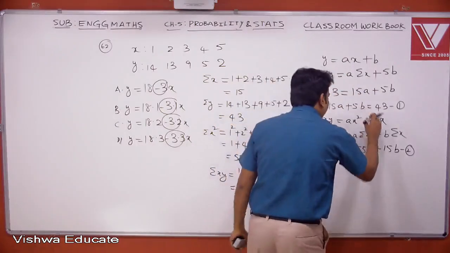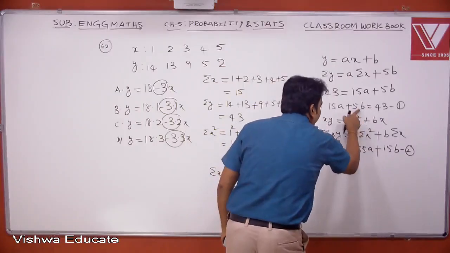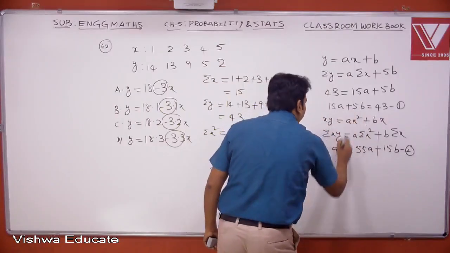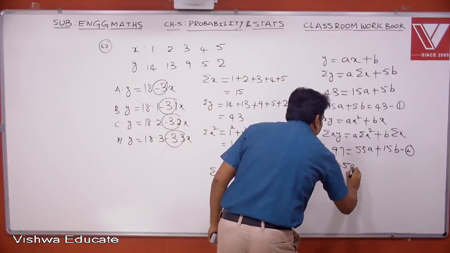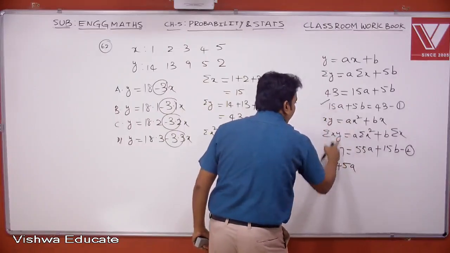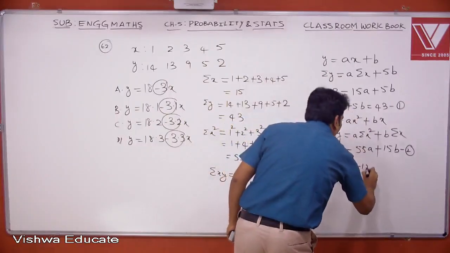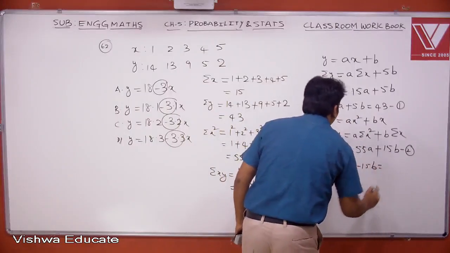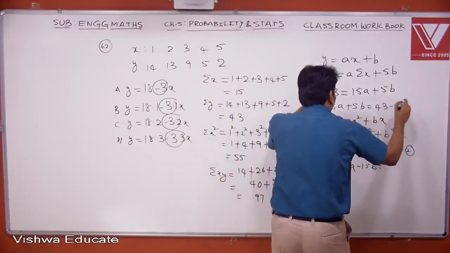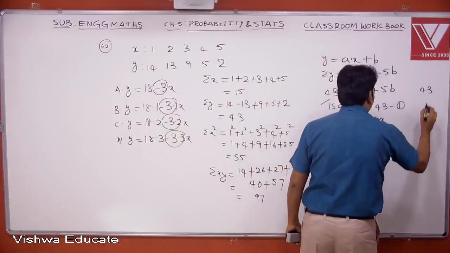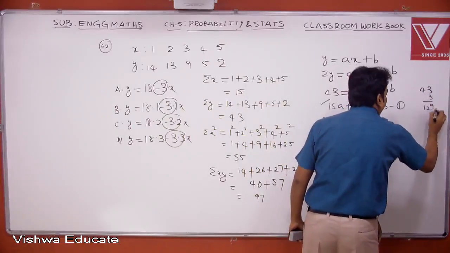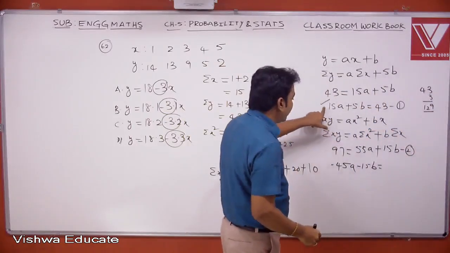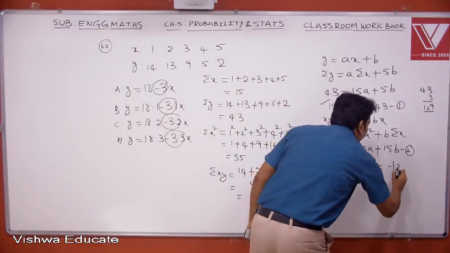Now you can see the first equation, I will write it like this. Let us multiply this equation with minus 3. So this is minus 45a, and minus 15b equal to, this is 43 into 3, which is 129, but it is multiplied with minus 3. So this is minus 129.